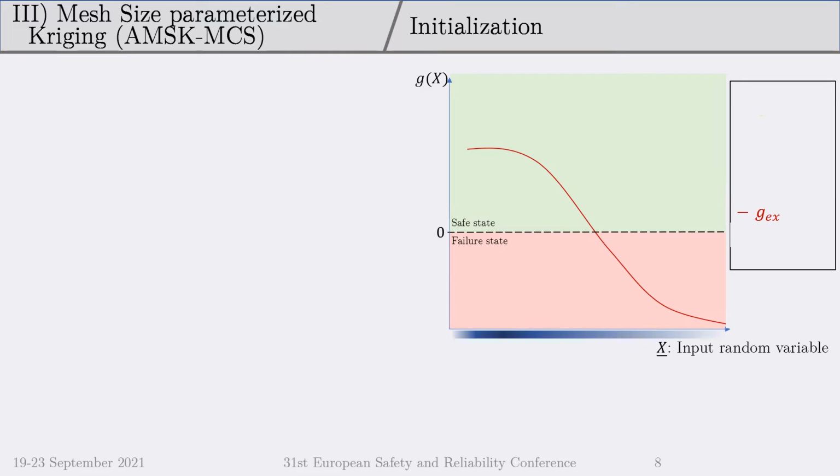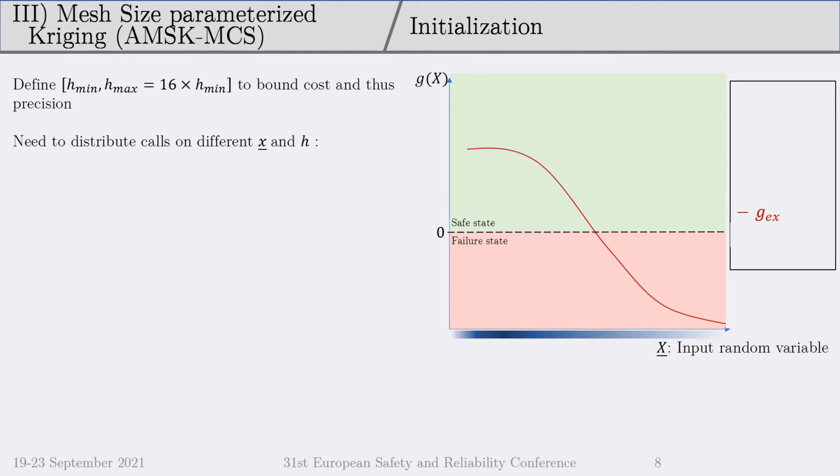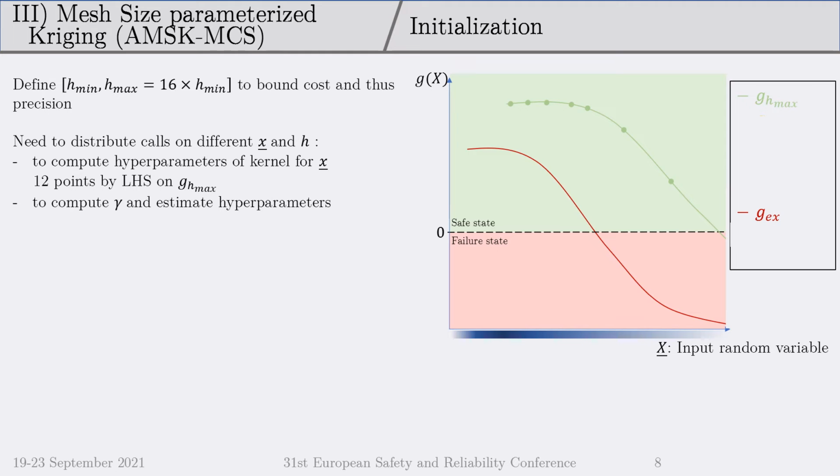First, you need to initialize your metamodel. For that, we chose to bound the mesh size between hmin and 16 times hmin, to bound the coarseness and thus the precision on the probability of failure that we want to obtain at hmin. You need to distribute calls on different x and h for two reasons. One is to compute the hyperparameters of the kernel for x. For that, we chose to distribute 12 points by Latin hypercube sampling on hmax.